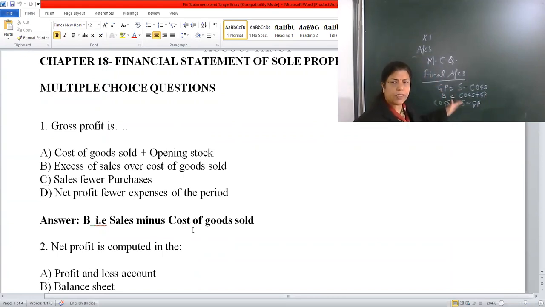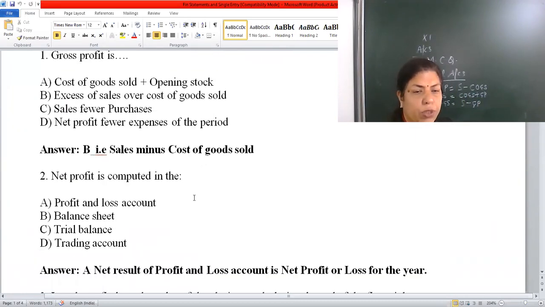So, gross profit is the difference between sales and cost of goods sold, or in simple words, we can say excess of sales over cost of goods sold is known as gross profit. And how to calculate sales? With the help of the same formula, we just transpose it. So COGS plus GP. Now, if you want to know the COGS, then the formula is sales minus GP. If we subtract gross profit from the sales, we can come to know the amount of cost of goods sold or cost price. Now, next, net profit is computed in.